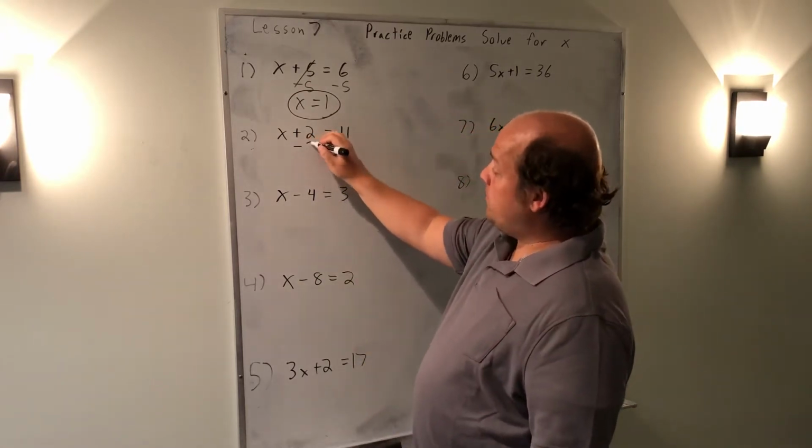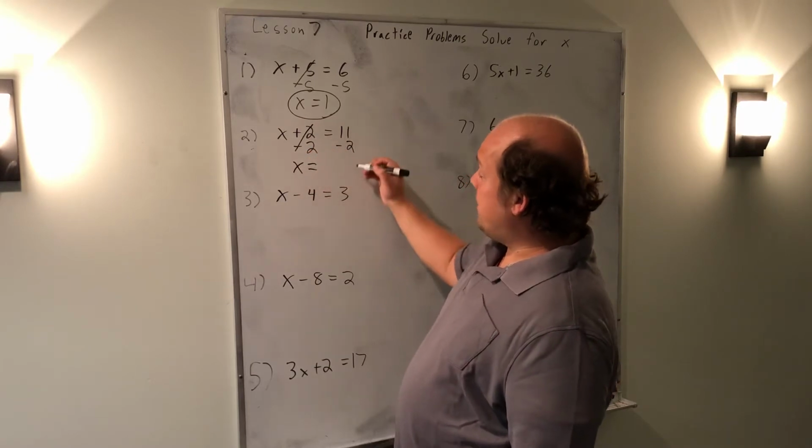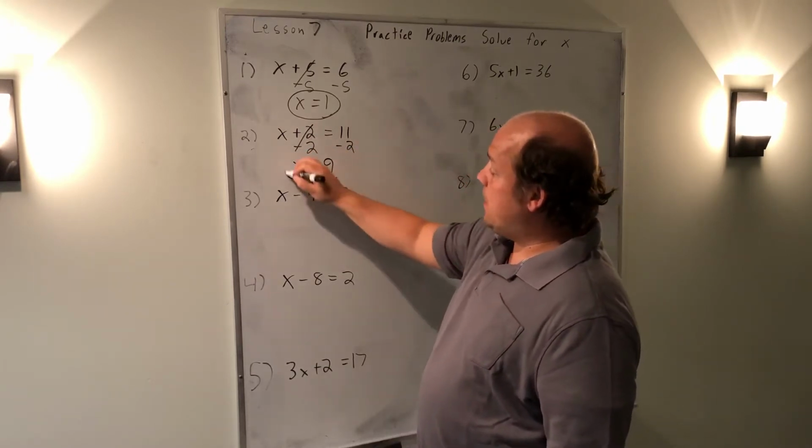For problem 2, I'm going to need to subtract 2 from each side. That gets rid of the positive 2 and just leaves me with x. 11 minus 2 gives me 9.